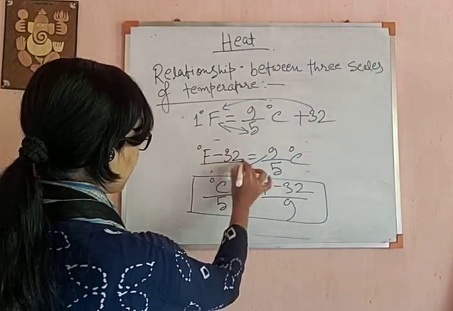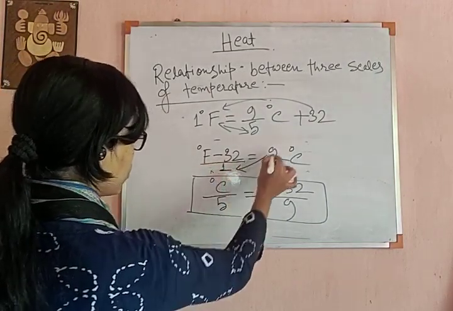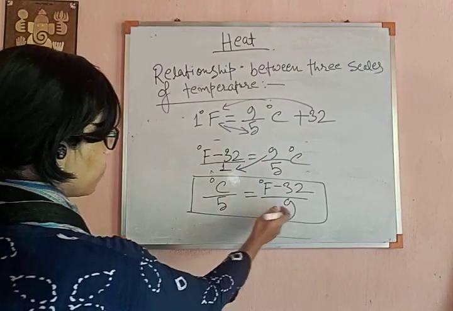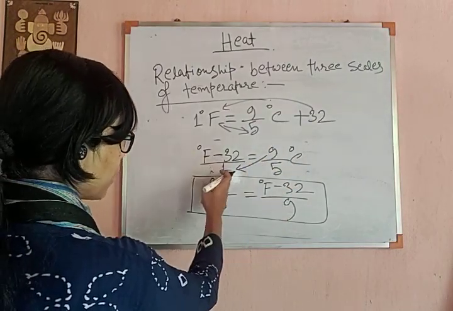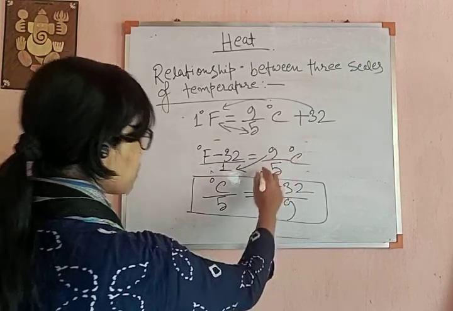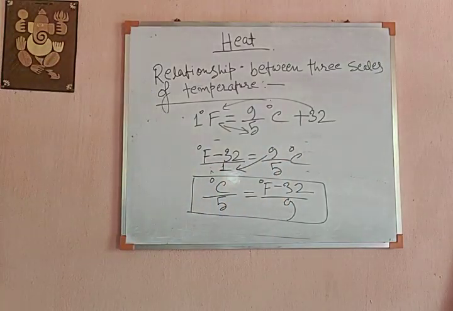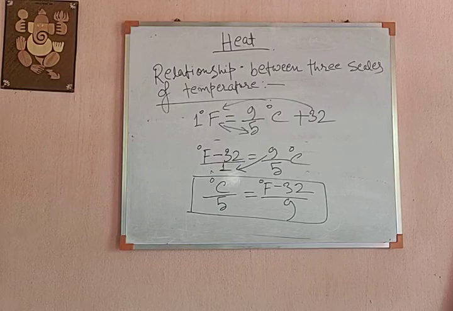If there is nothing, then that means there exists 1. So 9 into 1, so it becomes 9. F minus 32 by 9 is equal to degree Celsius by 5. This is the final. So in the next class we will discuss different examples, how to convert between different scales.